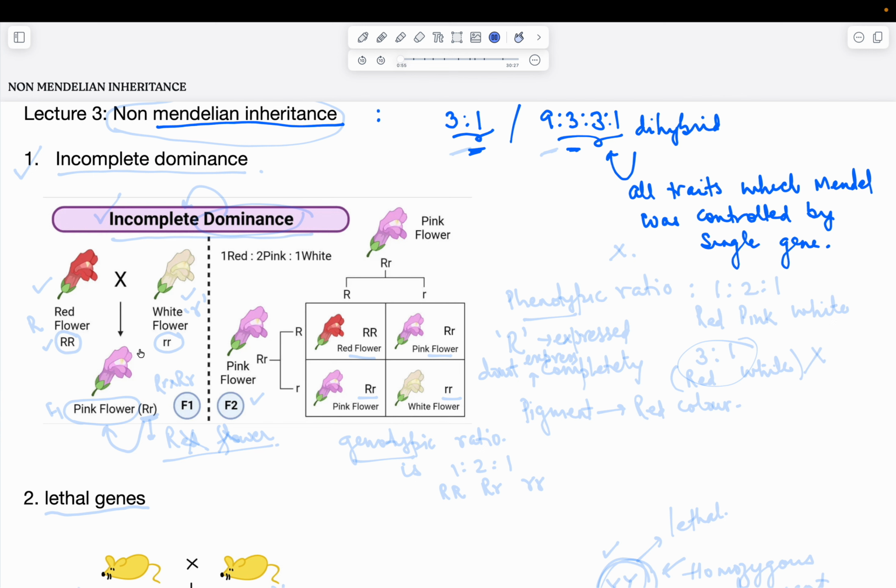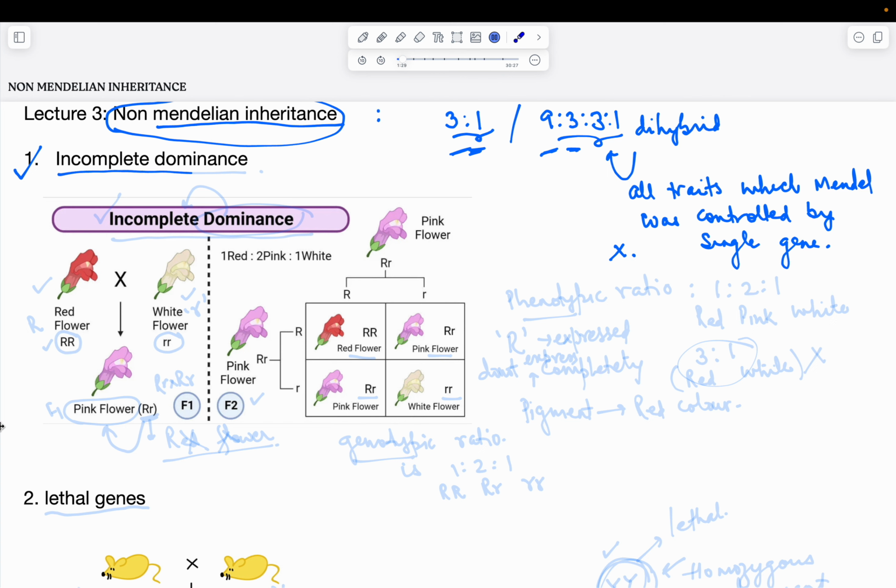But this is not the case for all plants, for all experimental crosses. There were certain phenomena which do not follow Mendel's ratio. So there was deviation from these ratios. Those phenomena show non-Mendelian inheritance, and we'll take up all of them. The first phenomenon is incomplete dominance.